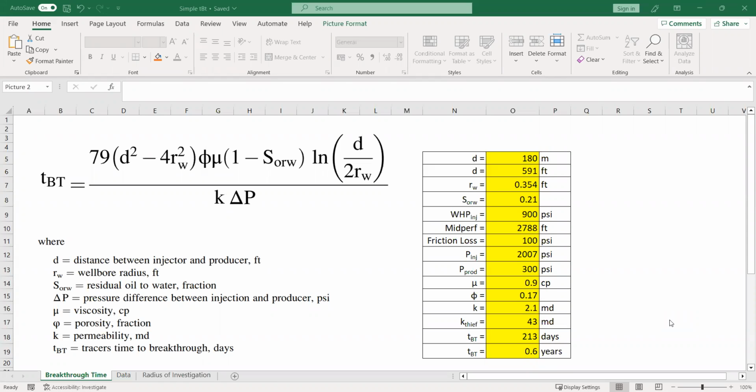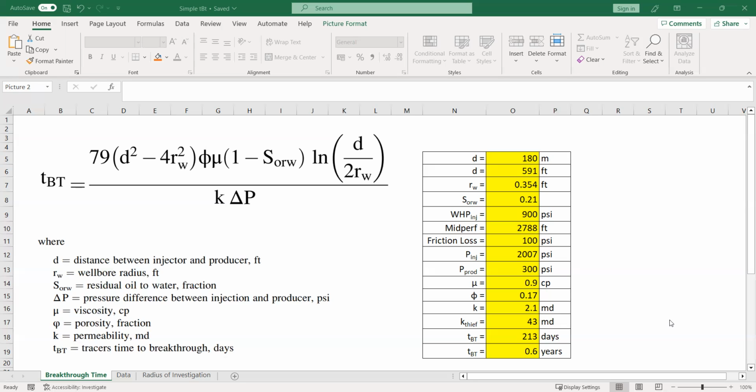So in this video, we are going to discuss how to calculate tracer's time to breakthrough. In this case, tracer can be a chemical tracer to identify or analyze the connectivity between producer and injector. But actually, tracer can be anything. Even injection water from an injector going towards a producer can also be regarded as a tracer.